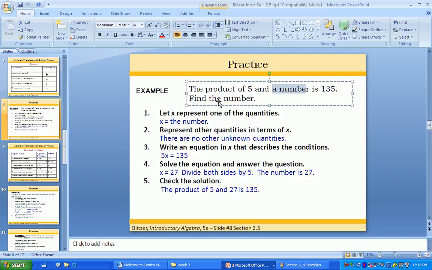The product of 5 and a number, 5 times x, is, we see the word is means equal sign, 135. So we're going to write that equation out. We get 5x is equal to 135. If we solve for x, we divide by 5 on both sides. We get x is equal to 27. And we can go ahead and check our work by just multiplying out 5 times 27, and it'll equal 135.